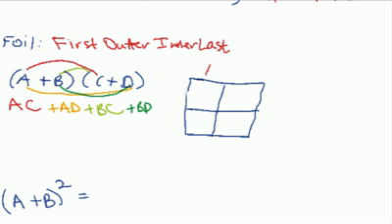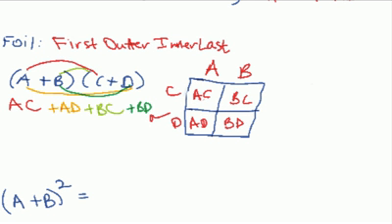If you're using the square method, you just put 2 of them up here, and then the other 2 down here, and then you just multiply. So A times C, B times C, and A times D, and B times D. And then you put plus signs in between them, and you'll get this answer right there.